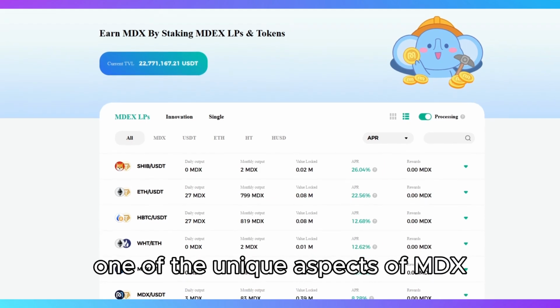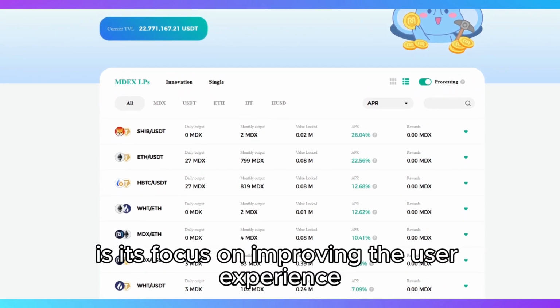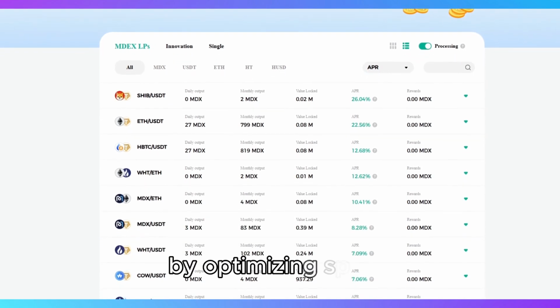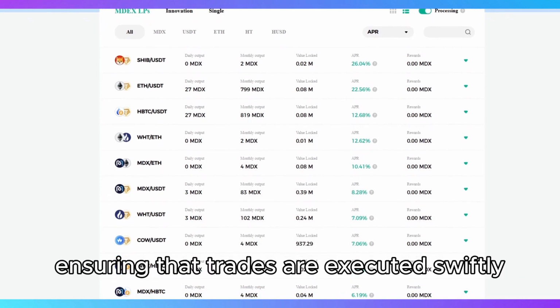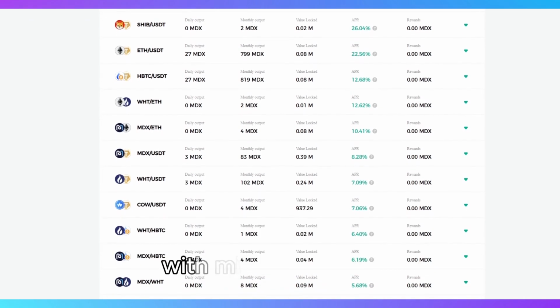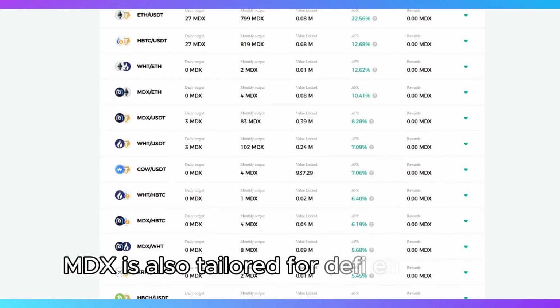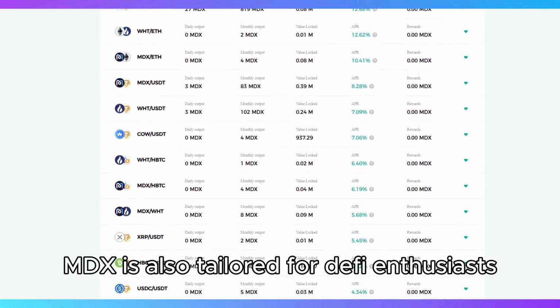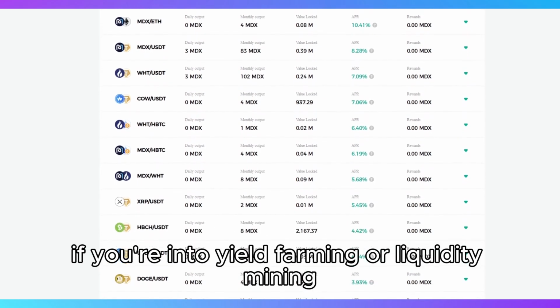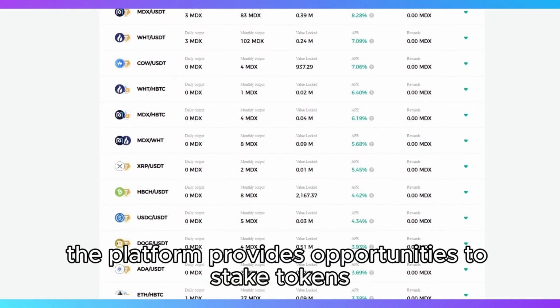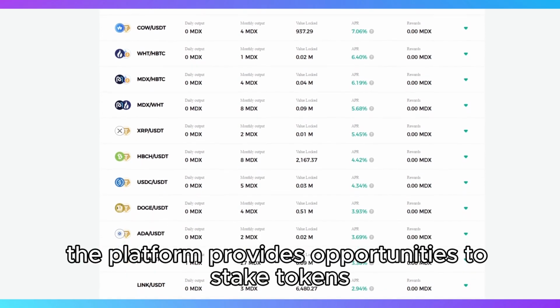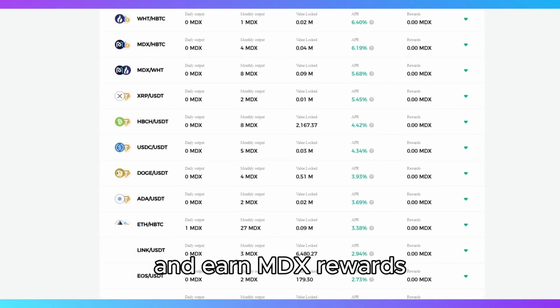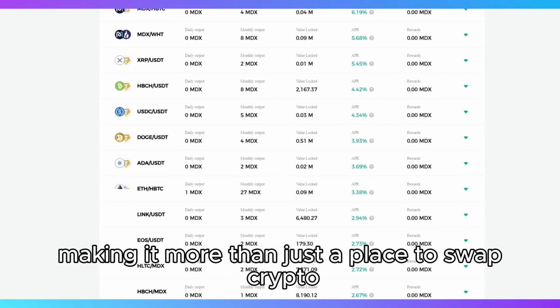One of the unique aspects of MDEX is its focus on improving the user experience by optimizing speed, ensuring that trades are executed swiftly with minimal slippage. MDEX is also tailored for DeFi enthusiasts. If you're into yield farming or liquidity mining, the platform provides opportunities to stake tokens and earn MDEX rewards, making it more than just a place to swap crypto.